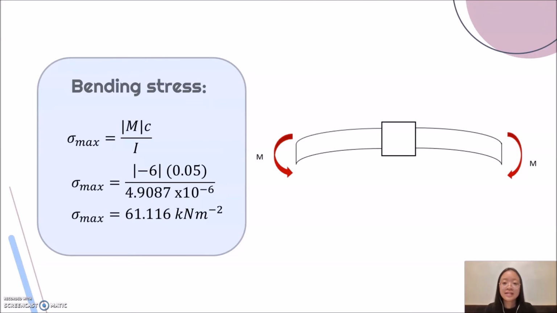Next, to calculate the bending stress, we substitute the values into this formula and we will get 61.116 kN per meter squared. So at last the handle will bend like this.